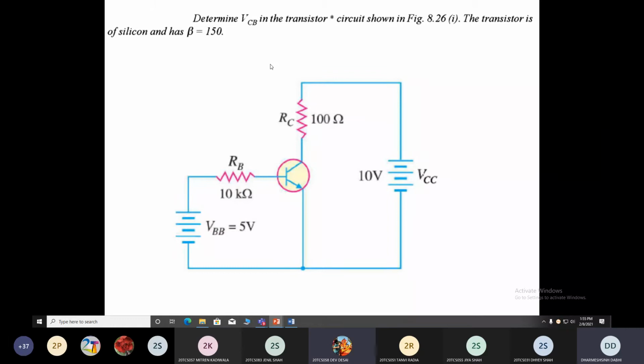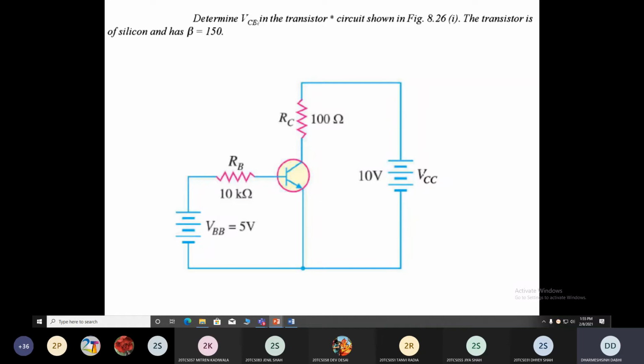Sir, but for finding base current, we need to apply KVL to the base emitter loop also. Yes, but first you need to find out this VCE, because VCE is the collector to base voltage plus the base to emitter voltage. So first find the collector to emitter voltage, then you can subtract the base to emitter voltage to get the collector to base voltage.